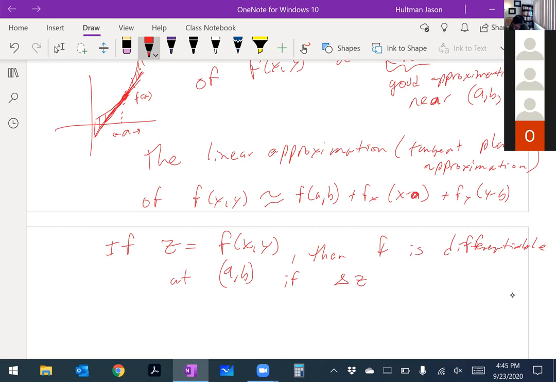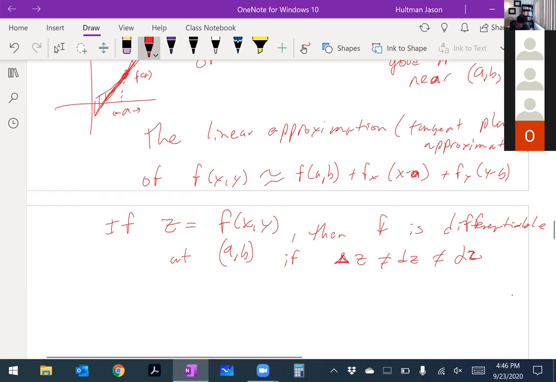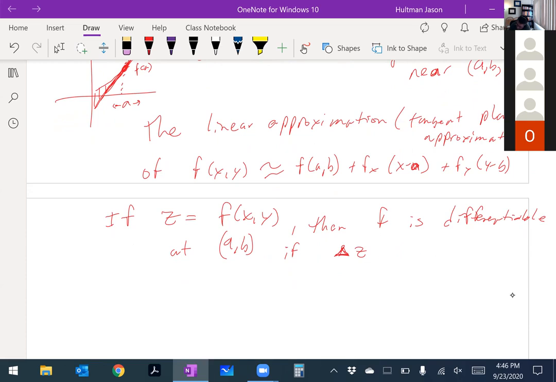This is not the same as delta z. This is not equal to dz, which is not equal to the partial on z. Partial with respect to z, they're not the same. They're all different, they mean different things. So delta z is a linear approximation. Think of it as slope, rise over run. That's delta z. But the delta z is in two different dimensions. It's delta x and delta y, which we'll get to.